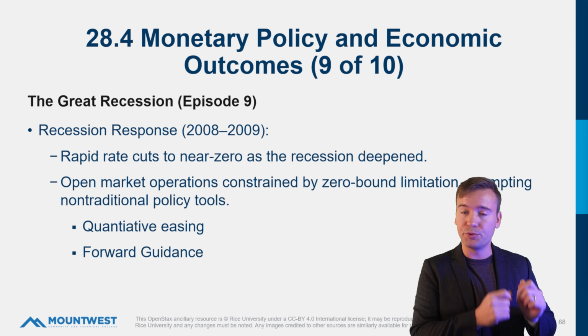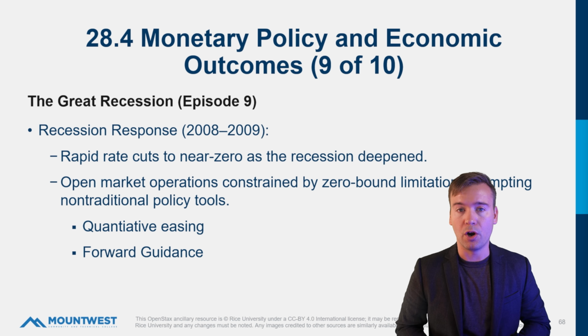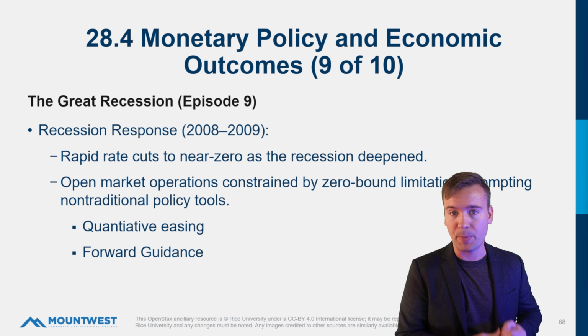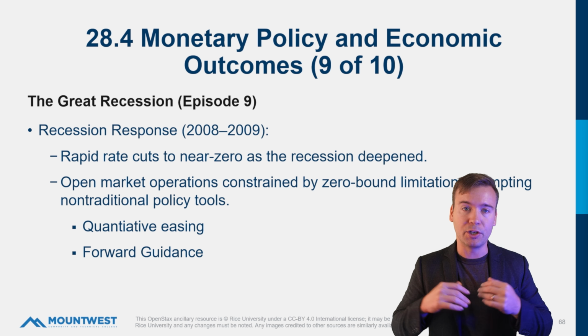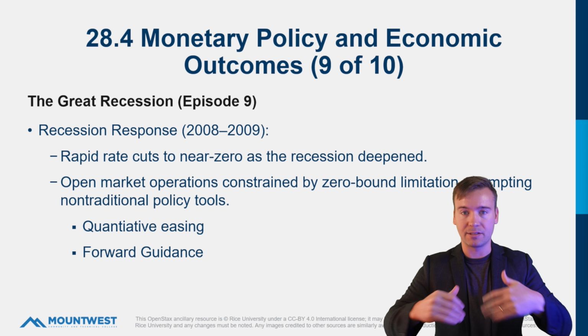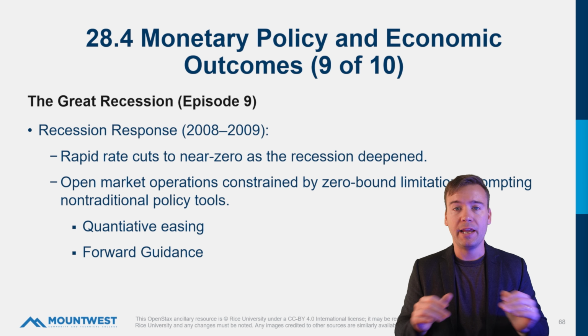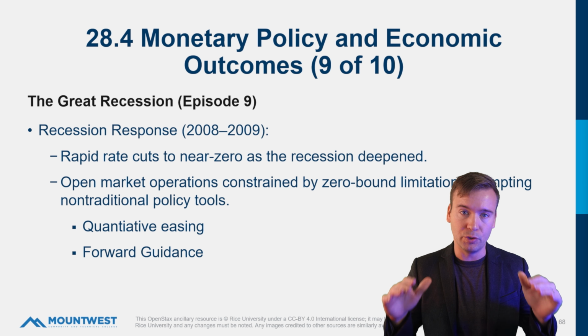So one of those tools was quantitative easing, where the Fed purchased large quantities of long-term government securities and mortgage-backed assets to inject liquidity directly into the financial system, put money into banks. That then increased the supply of money. It supported lending. It helped keep the long-term interest rates low.